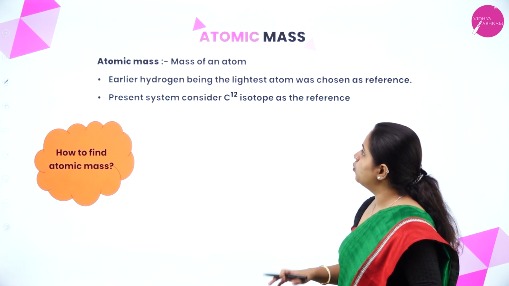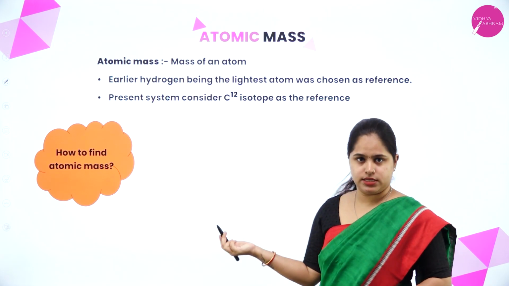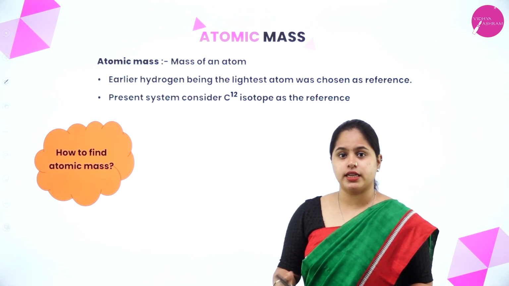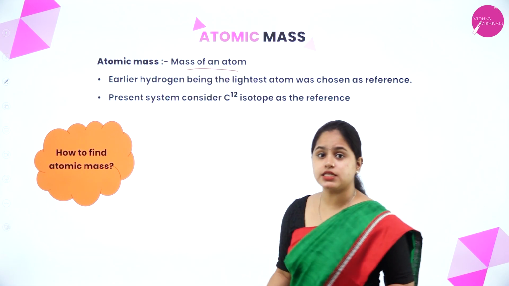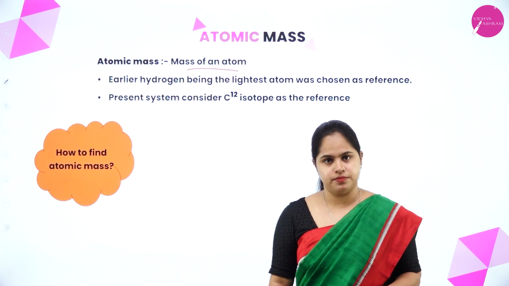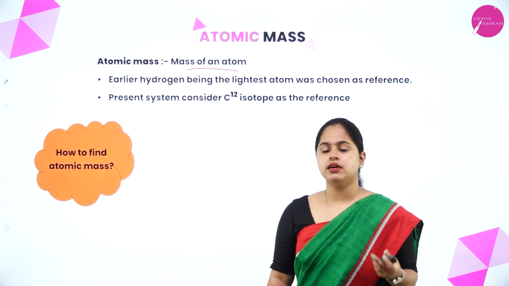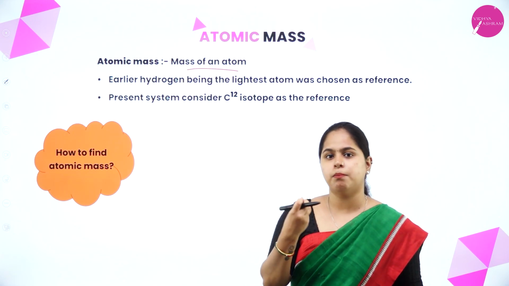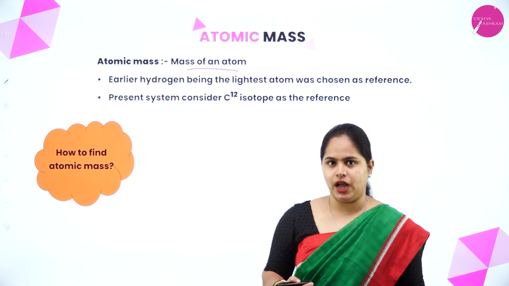Now, let's move on to the next topic, that is atomic mass. From the name itself, you can understand what we are going to discuss here: the mass of an atom. So, what is atomic mass? It is basically the mass of an atom. So, how do you find the mass of an atom? You can imagine that matter is made up of atoms. Just imagine how small the mass of an atom will be. So, it is difficult to measure the mass of the atom.